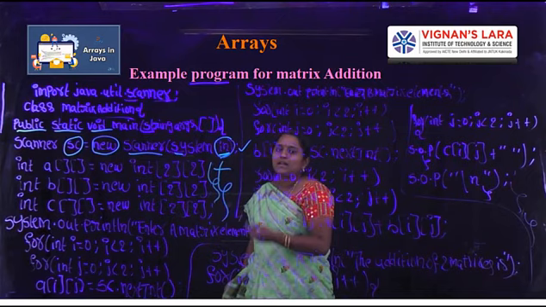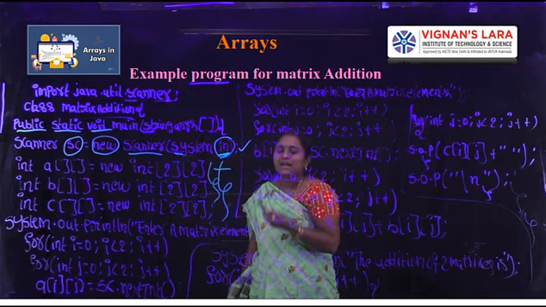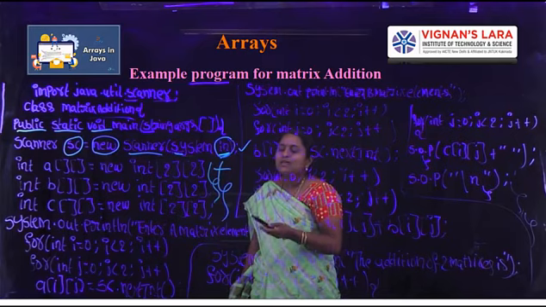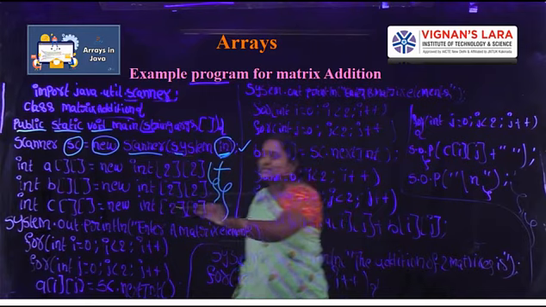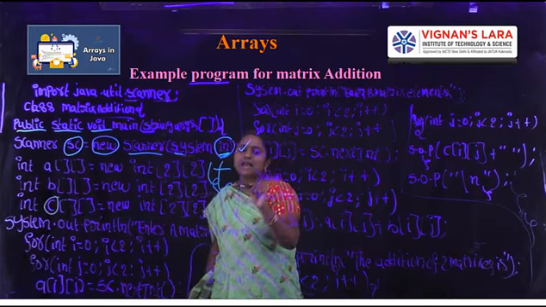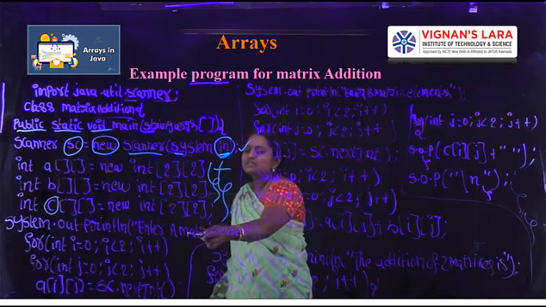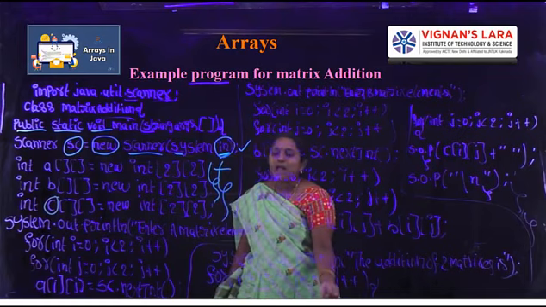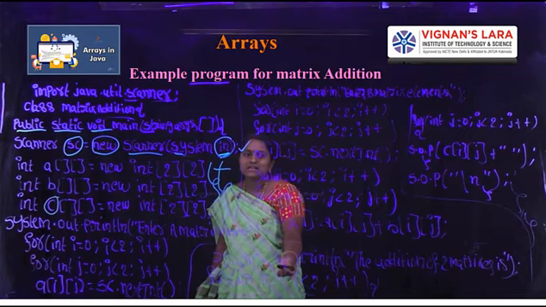At runtime, we can read input values: enter A matrix elements on the console. In a similar way, we can read B matrix elements on the console. Finally, we can store the resultant matrix in C. C is a variable, but it is an array variable. Okay, next one, System.out.println, enter A matrix elements. On the console, we have to read the A matrix elements.